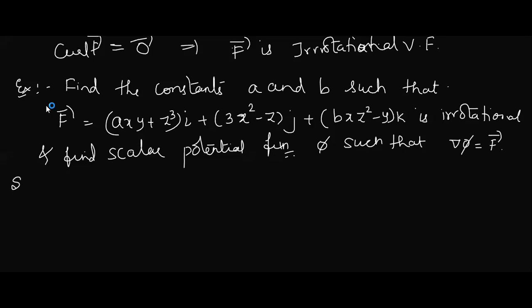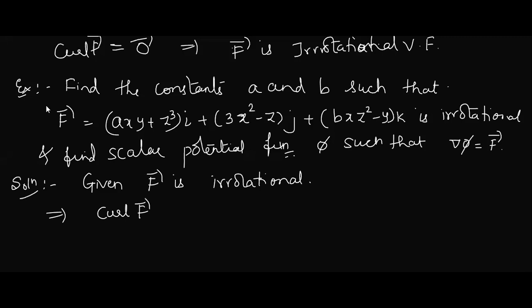So the first thing, the question is we have to find a and b such that this given vector field F is irrotational. What is the given condition? F bar is irrotational. Read out the question, you will come to know. So when any vector field is irrotational, what is the next implication? The curl is 0. The curl of that vector field is zero.